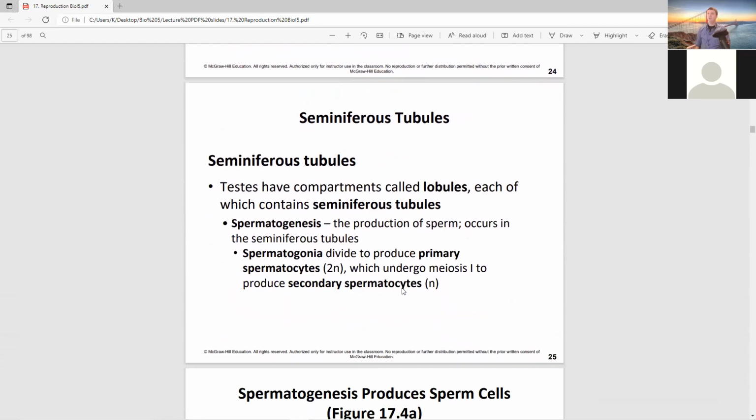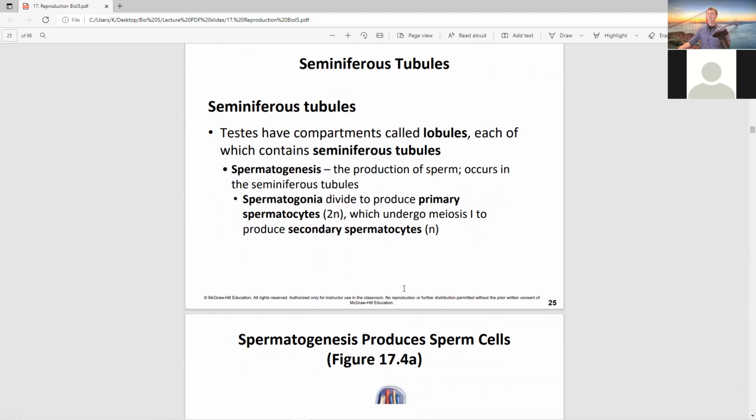Okay, so the seminiferous tubules: the testes have compartments called lobules, each of which contains seminiferous tubules. So spermatogenesis, the production of sperm, occurs in the seminiferous tubules. Spermatogonia divide to produce primary spermatocytes, which undergo meiosis I to produce secondary spermatocytes.